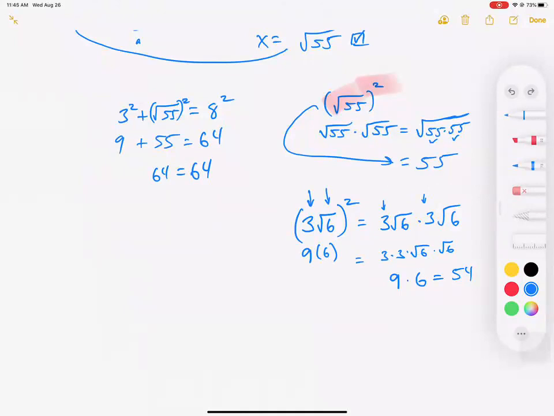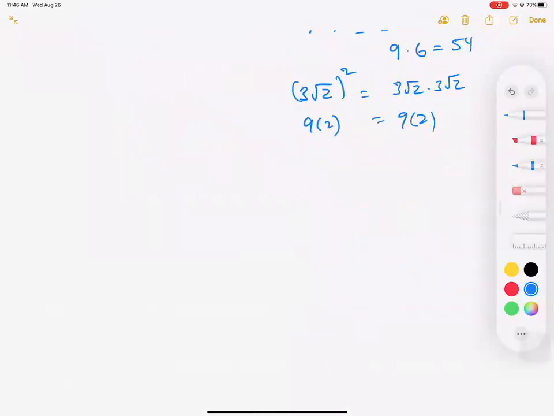Again, in case you forget. If I say 3 times square root of 2 squared, this is just 9 times 2, done. If you forget, write it out. 3 square root of 2 times 3 square root of 2. Hey, I see two 3s. That's 9. And square root of 2 times square root of 2, that's just regular 2. Okay, to help you guys out in case you forgot how to do that.